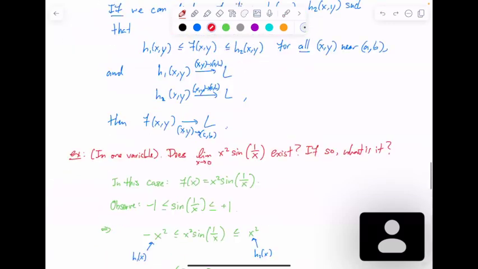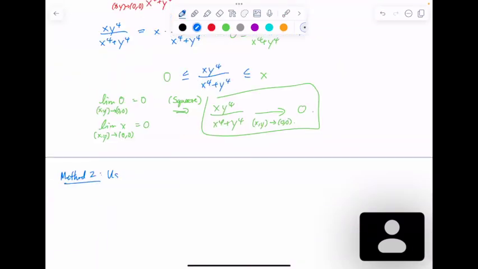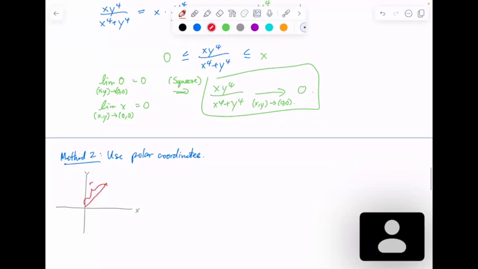And another way of doing so is to use polar coordinates. So what do I mean by using polar coordinates? Remember, in polar coordinates, let me draw the schematic here for you. On the xy plane, everything is described instead by the distance r from the origin and an angle theta.